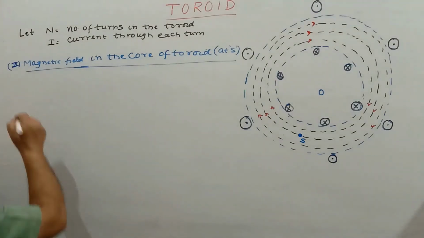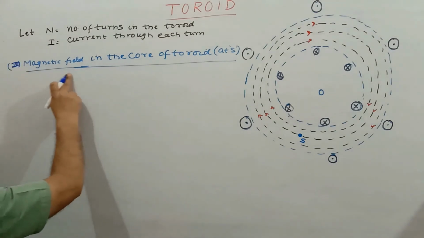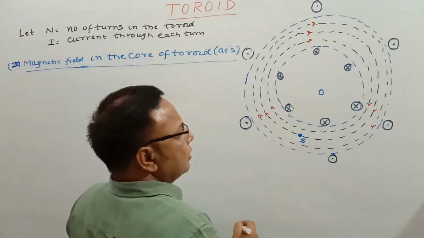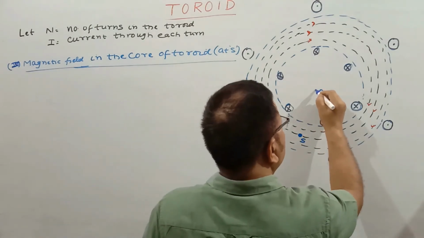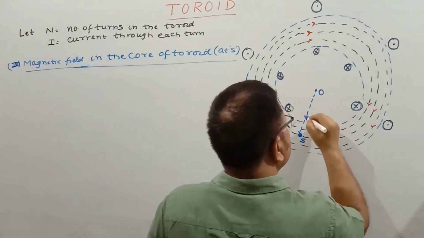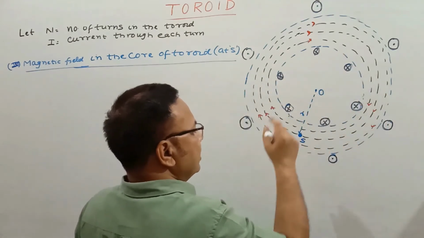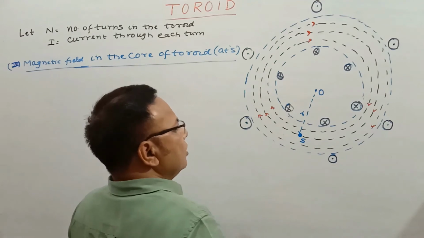Now the third is the magnetic field in the core of the toroid at S. The S I have drawn here is at the average radius of the toroid as well, that is, inner plus outer divided by 2.